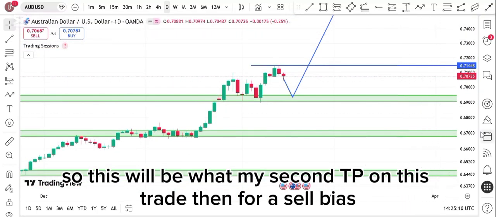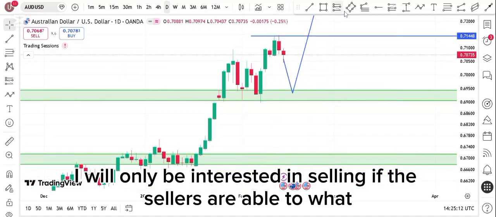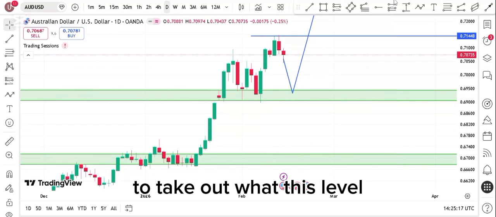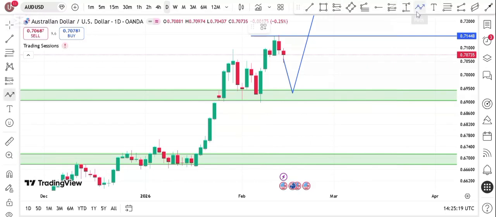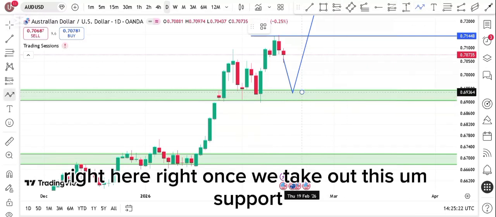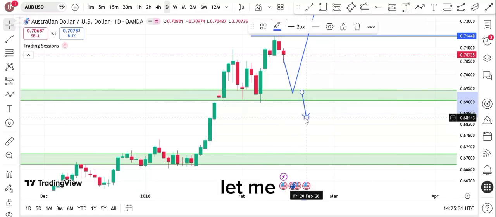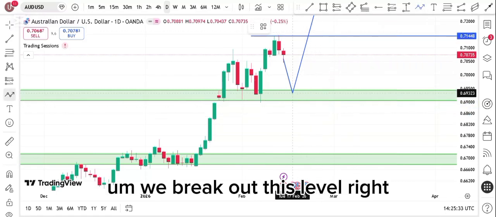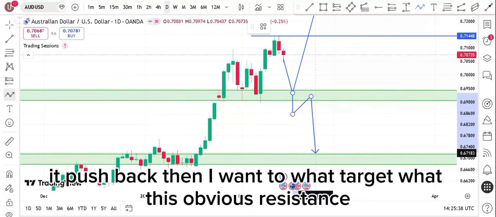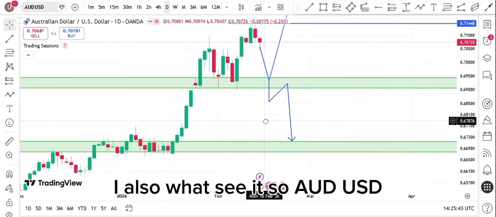Then for a sell bias, I will only be interested in selling if the sellers are able to take out this level right here. Once we take out this support, we pull back, a push up back. We break out this level, a pushback, then I want to target this obvious resistance. I will also see here.